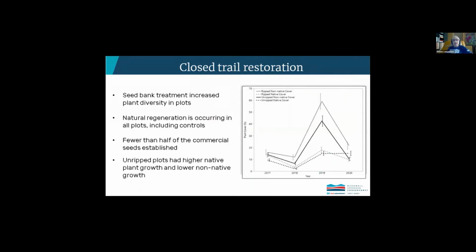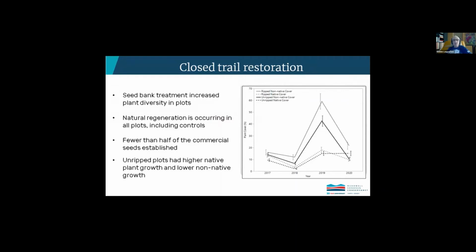Looking at the graph, we can see that in the first 3 years, native and non-native cover were both higher in the RIP plot. But as conditions changed in 2020, and we've heard that a lot today, and it was a bit drier, unripped was the better treatment for establishing native plants. So in the long run, the unripped won.